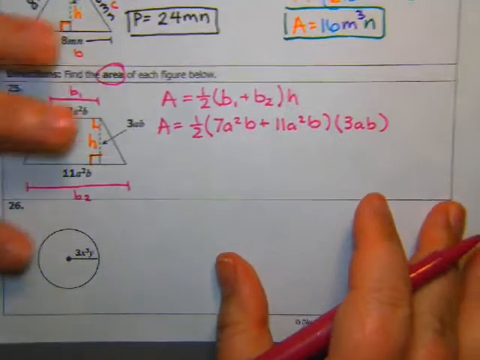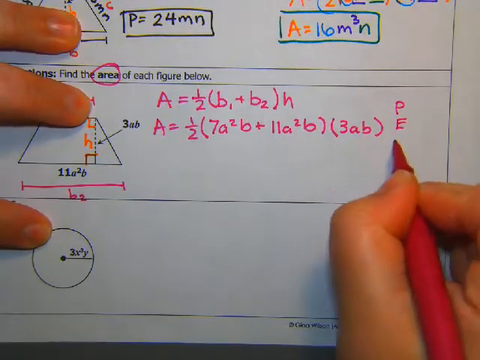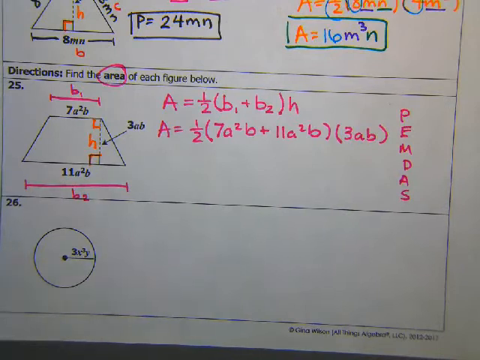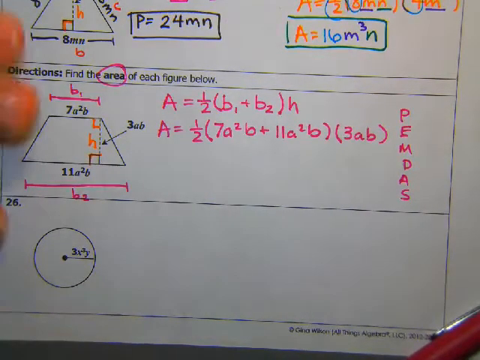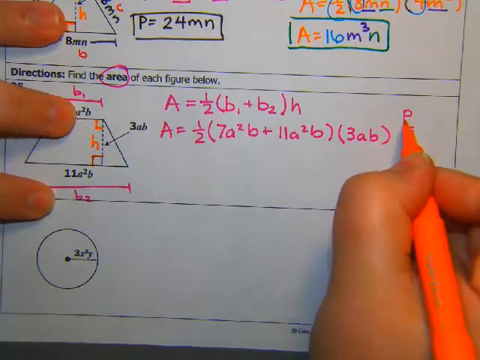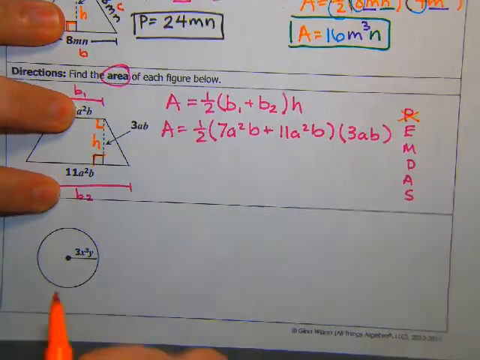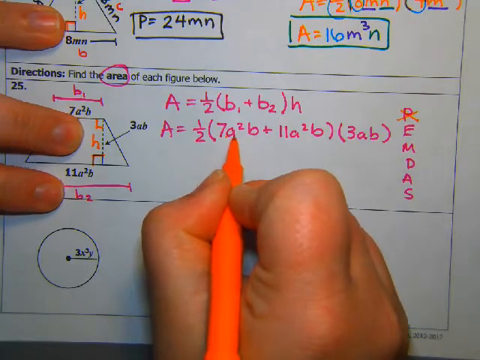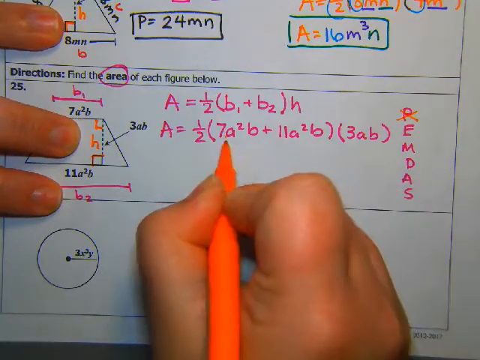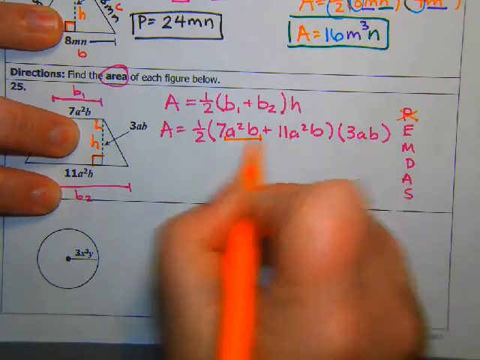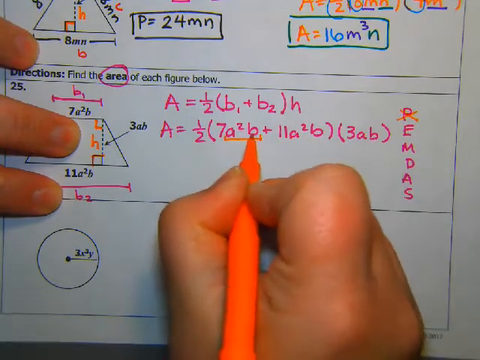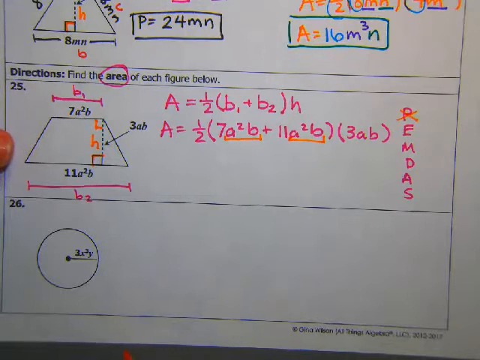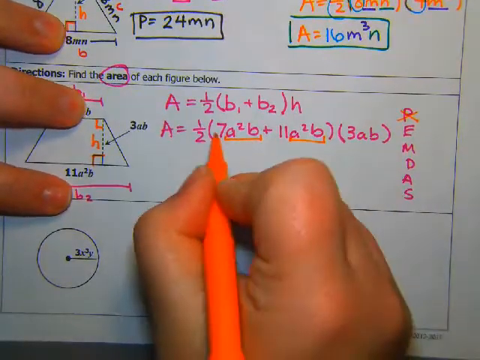Okay, so now you have to do order of operations. The first thing in order of operations is parentheses, right? So if there's anything to do inside the parentheses, we got to do that first. Inside these parentheses, we're adding 7a squared b and 11a squared b. Notice 11 and 7, a squared b, a squared b, they have the same variables to the exact same exponents. So that means that I can actually add these together.